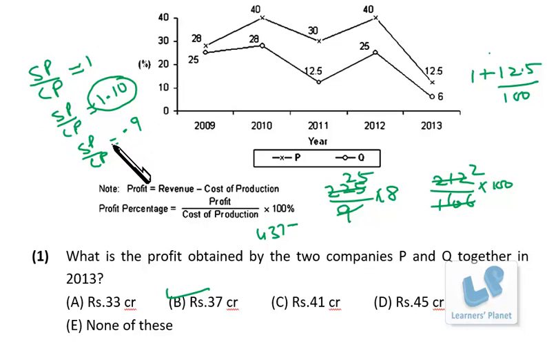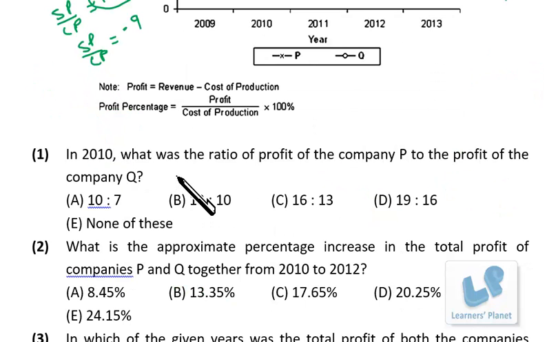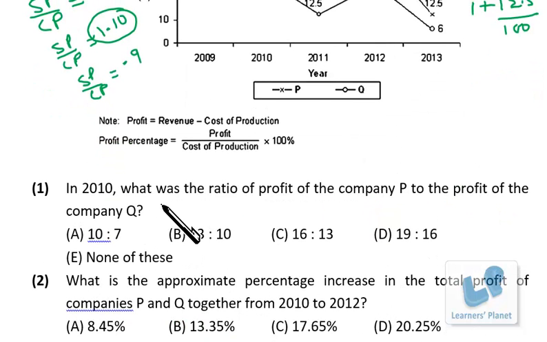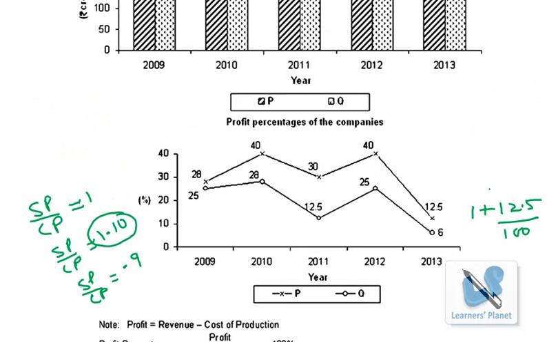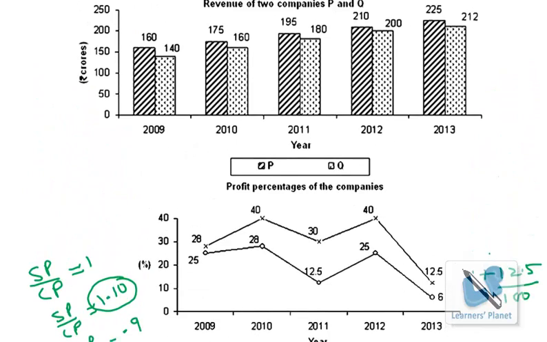That should be in your mind, because you should be conceptually clear before you approach the question. Okay, I hope you are clear. In 2010, what was the ratio of profit of company P to profit of company Q? For that also we have to find out the cost price, because we want the profit in absolute number. So 2010 we are talking about.